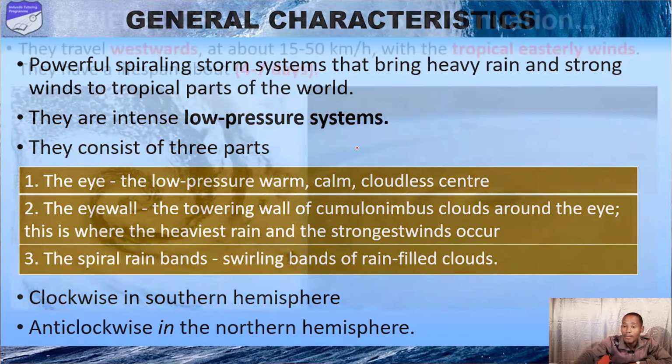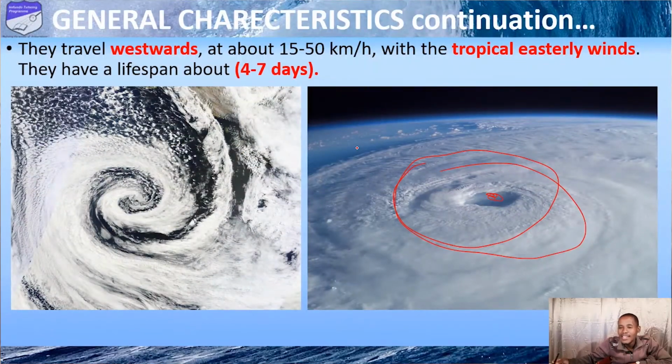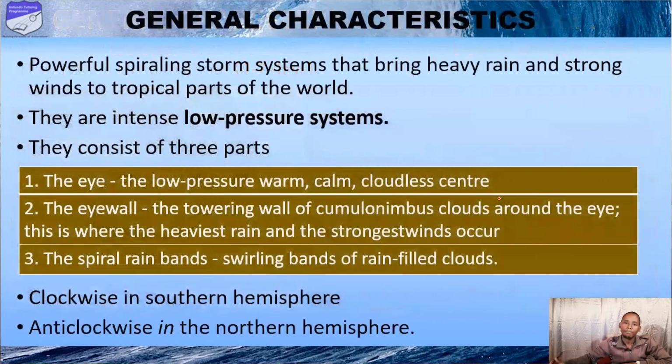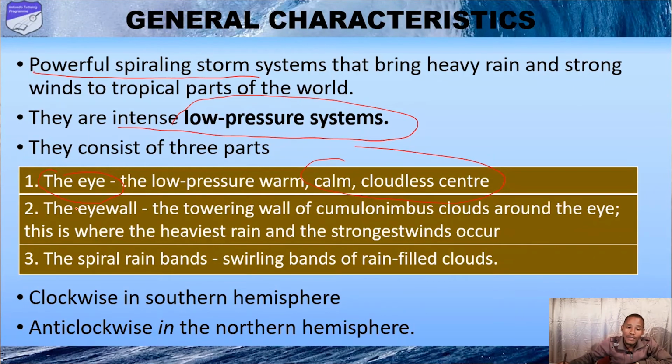Cloudless because now it consists of fewer clouds compared to the surrounding areas here. There are fewer clouds here. Okay, so it also consists of the eye wall. Just straight next to the eye, there's what we call an eye wall. It consists of tall, towering cumulonimbus clouds.